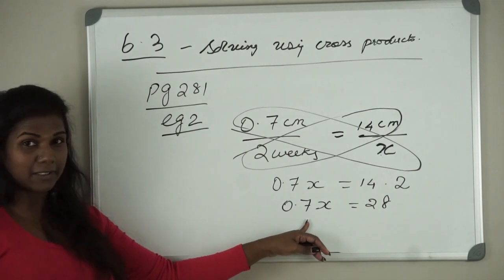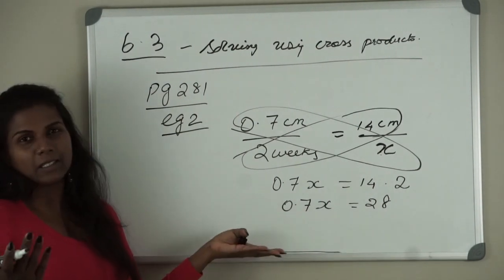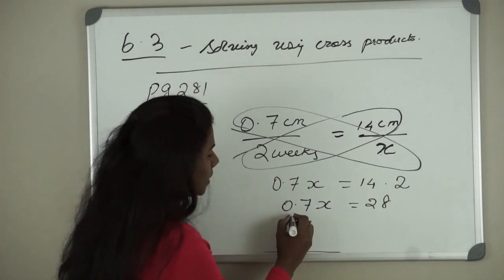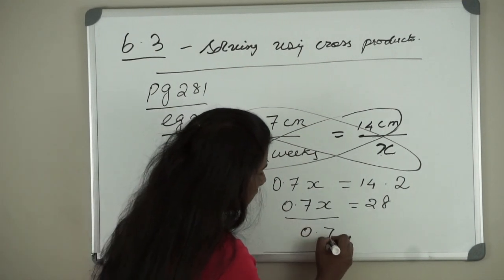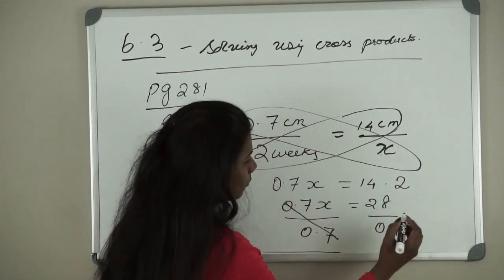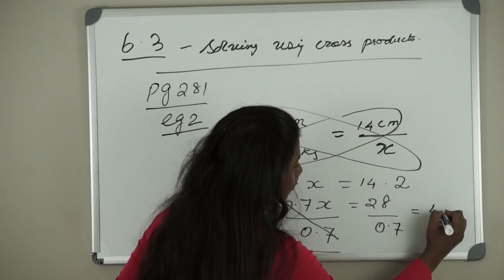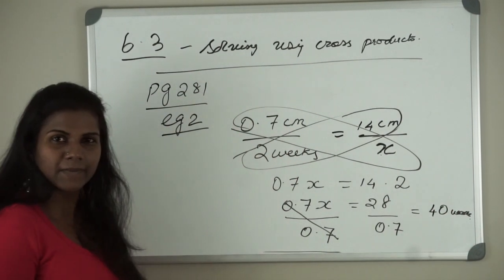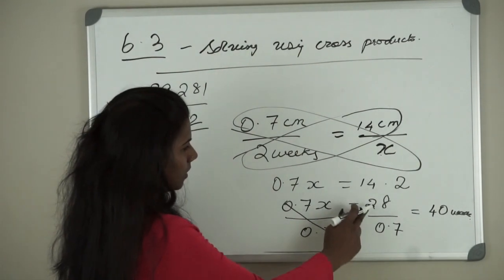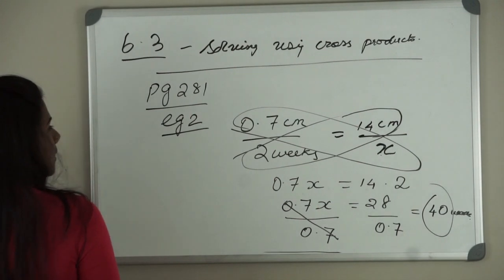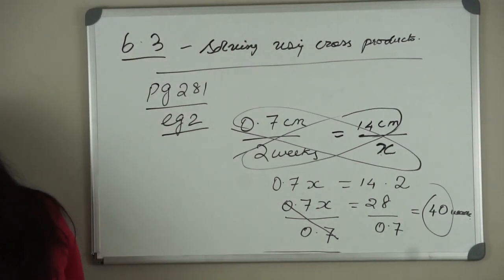And what do you have to do here? We did that in chapter 3, right? Since it's multiplication, you have to remove this coefficient. So you divide by 0.7 on both sides. And that would give us 40 weeks. Alright? Got that? Yeah, 40 weeks. So this is one example from your book. So let's see if we can find something else.